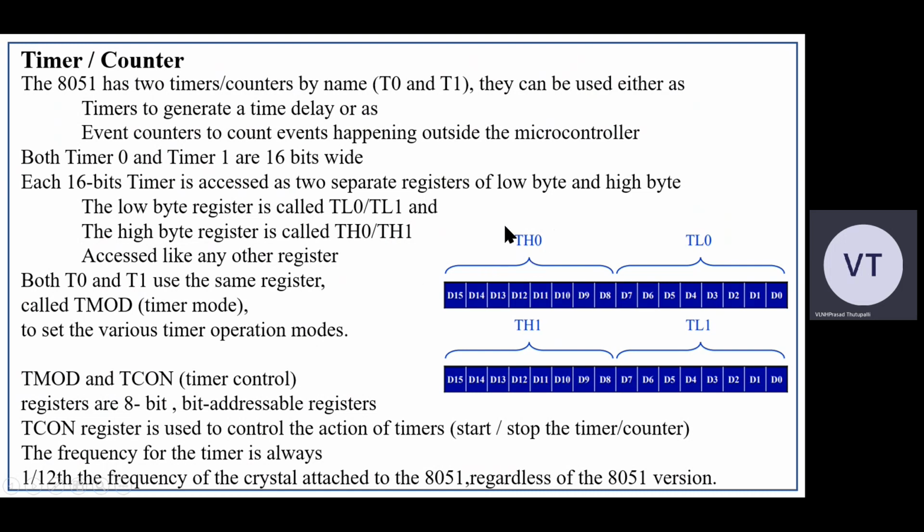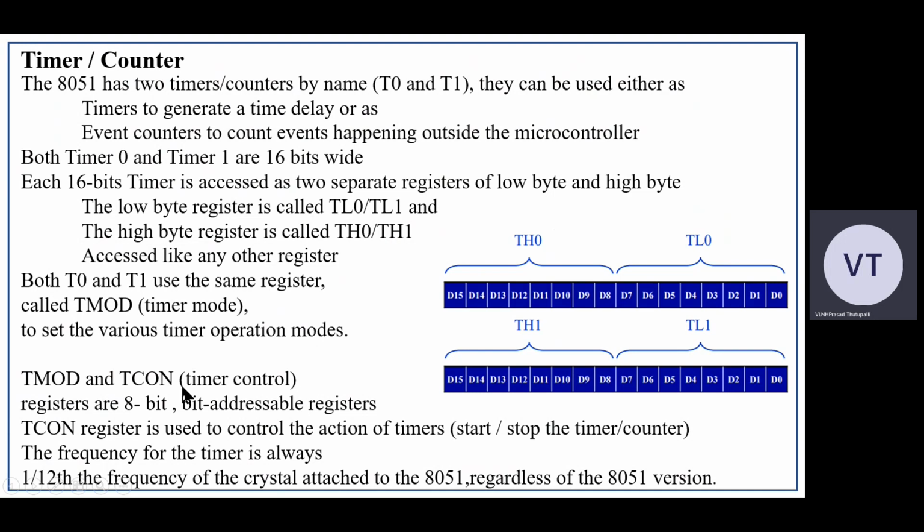Just like the accumulator, you can take the data from this, you can send the data from this. Both T0 and T1 use the same registers. TMOD is a register which is used to decide the mode. So what is meant by timer mode? We will discuss that a little more clearly in the third unit, during timer programming. As of now, the TMOD register is used to set various timer operations and modes of the timer section of the microcontroller.